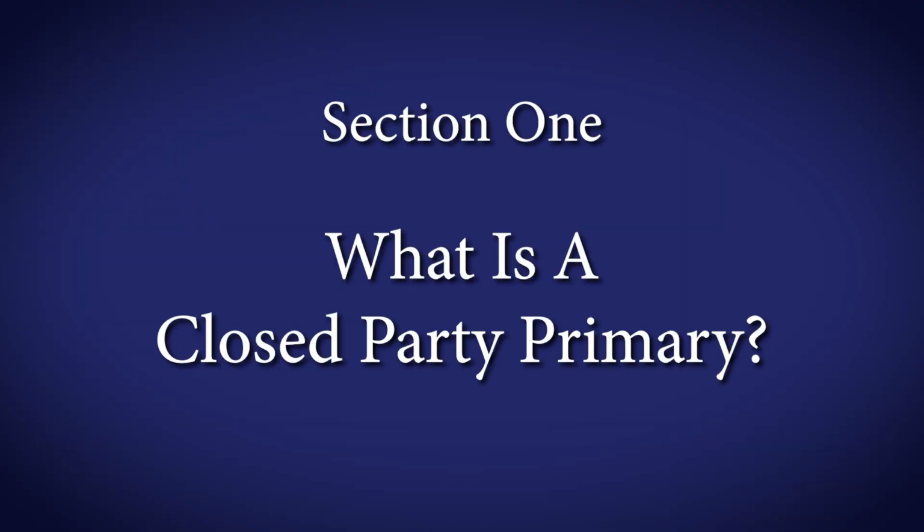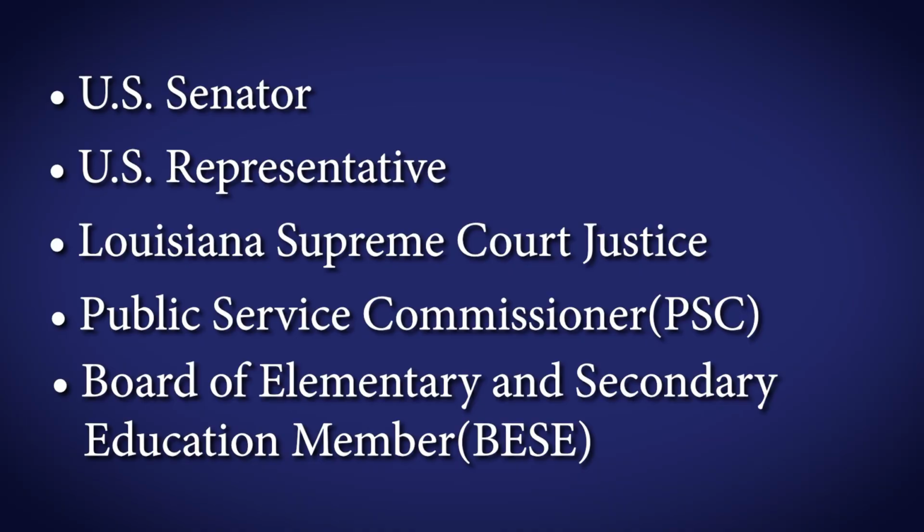Section 1. What is a closed party primary? Closed party primaries are the process used by the Democratic and Republican parties to select their nominees for certain elected offices. The offices included in the closed party primaries are U.S. Senator, U.S. Representative, Louisiana Supreme Court Justice, Public Service Commissioner, and Board of Elementary and Secondary Education member. The Democratic and Republican closed party primaries will be held in the spring of each election year when any of these races are on the ballot.